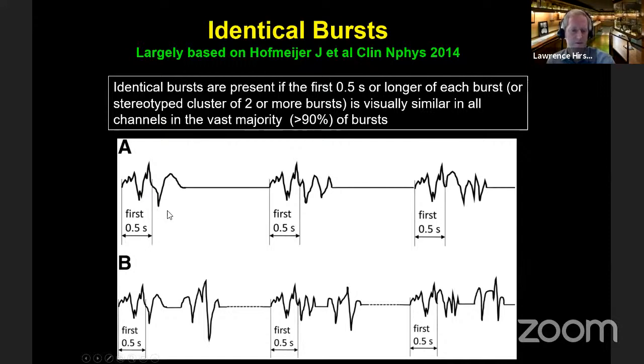So here's an example. The first half second is identical. It doesn't matter what happens after that. And then sometimes you'll see couplets. You'll see a burst of 2 different flavors of bursts come right after each other, sometimes even 3. As long as the first half second of the first burst always looks the same, that would qualify as identical.